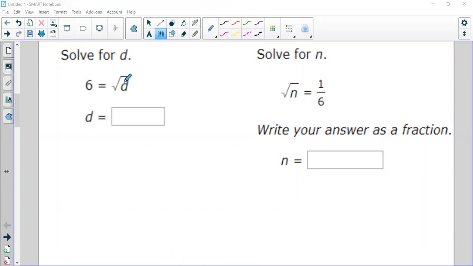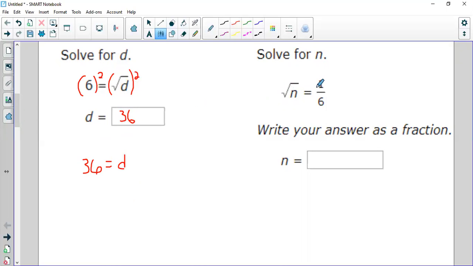6 is equal to the square root of d. The radical is already isolated, so I'm just going to square both sides. Square this side will eliminate the radical. Square this side. So the left-hand side, 6 squared is 36, is equal to, radical eliminated, all I have left is a radicand, d. And I don't have anything to solve. My final answer is 36, and I'm done.